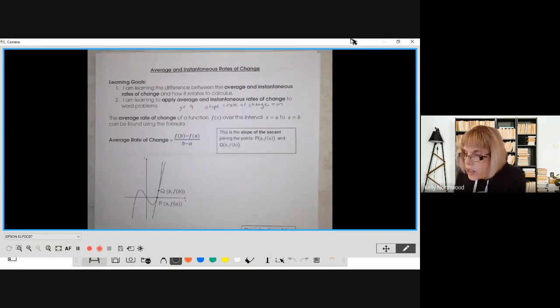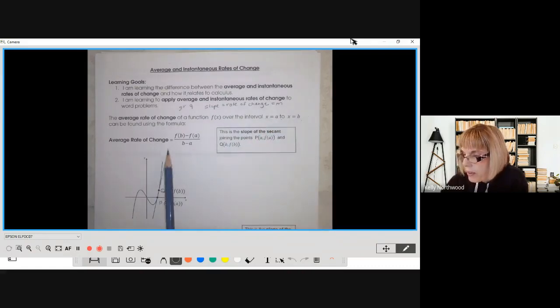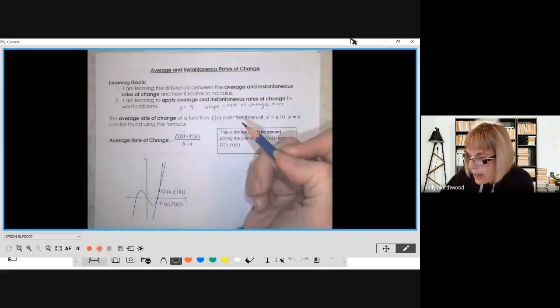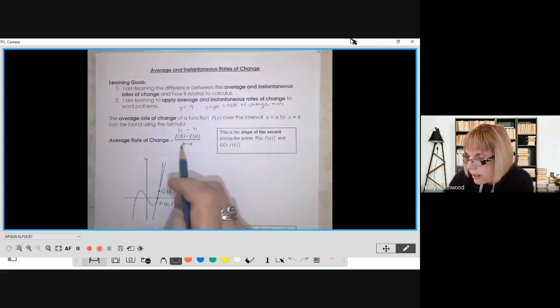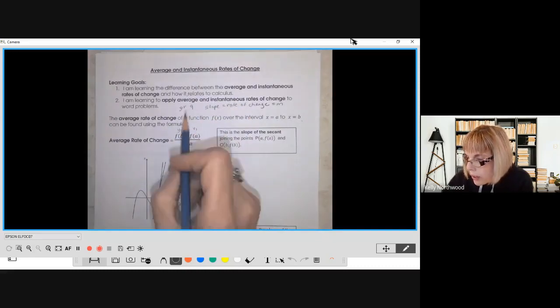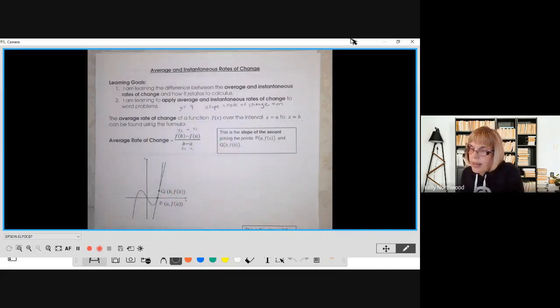The average rate of change of a function between a point where x is a to where x is b can be found using, basically this is just the slope formula. So f at b minus f at a is like your y2 minus your y1, over your b minus a, which is your x2 minus x1 there. And so average rate of change you can think of as being the slope of a secant, or the slope that joins 2 points on a curve.